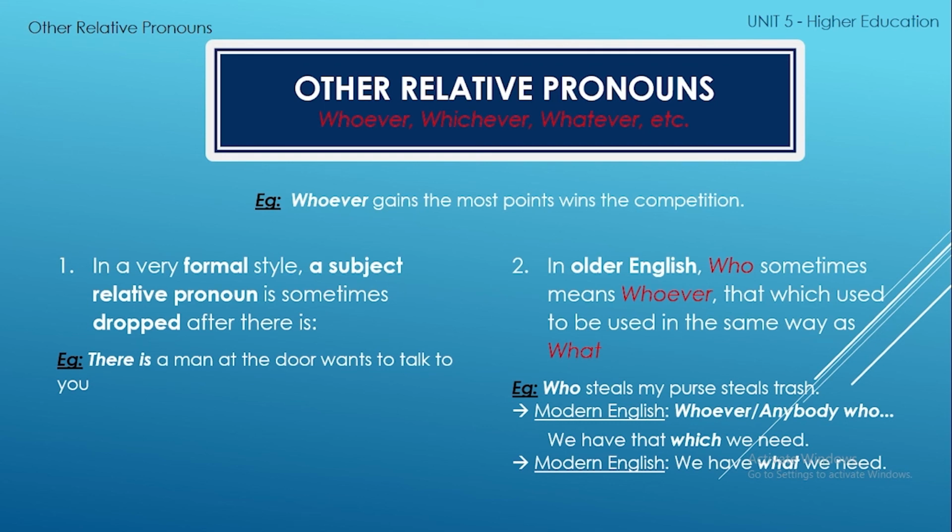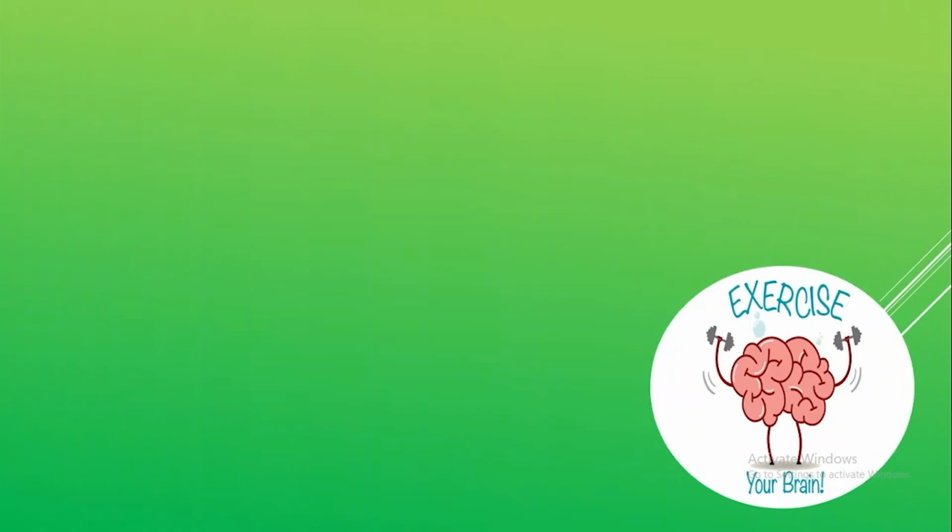In older English, who sometimes means whoever, and that which used to be used in the same way as what. For example, who steals my purse steals trash. In modern English, people will say, whoever steals my purse steals trash. Or, we have that which we need, and in modern English, people will say we have what we need.